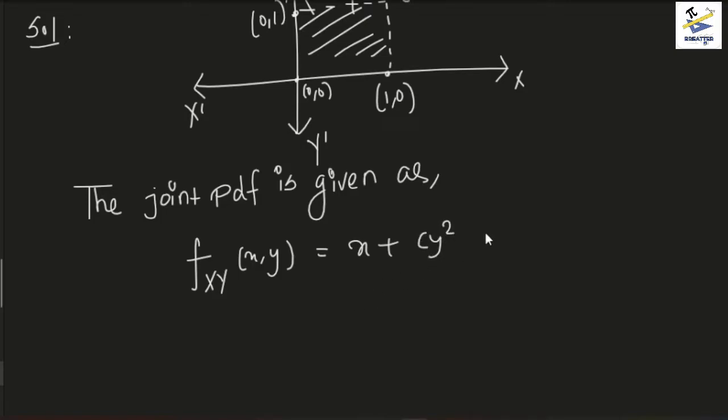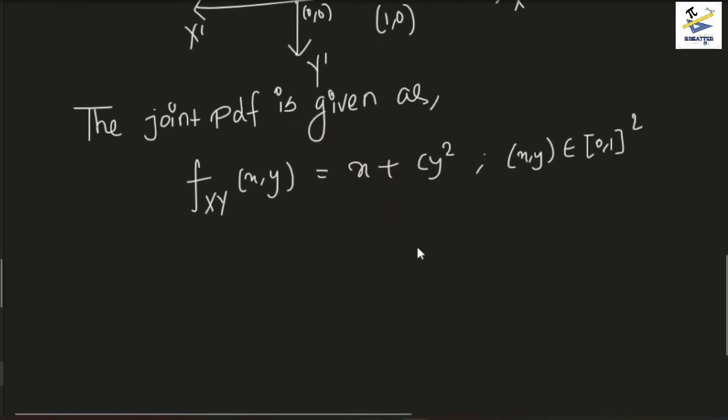It is x plus cy square only when x comma y belongs to 0 comma 1 squared, right? Now we see that in order to find this constant c, we can use a condition that total probability is always 1. And how do we use that?